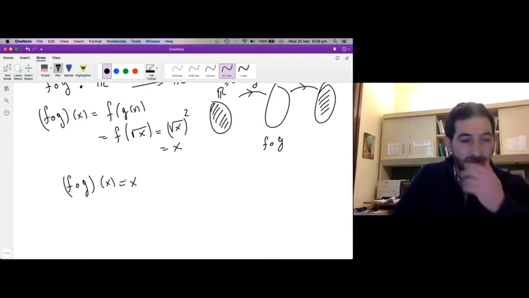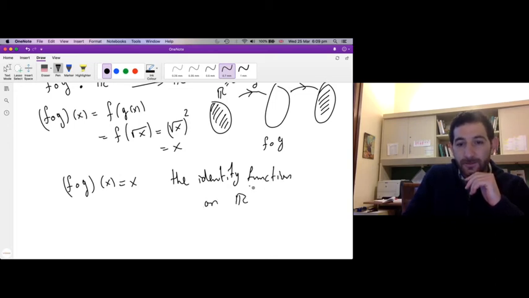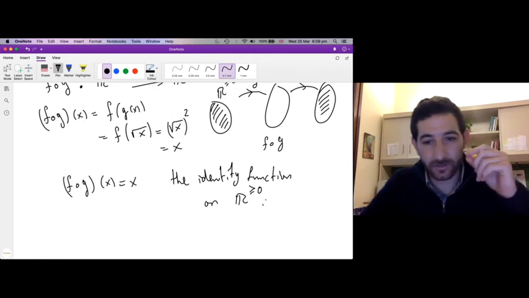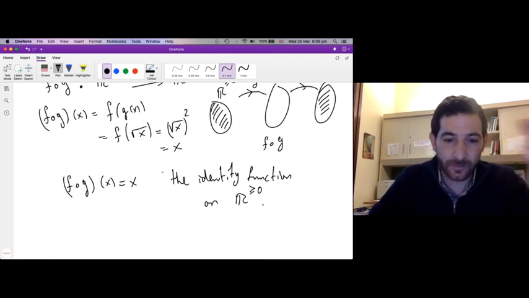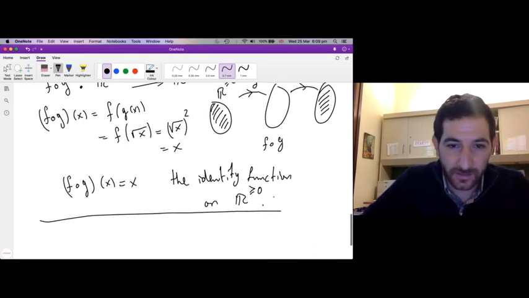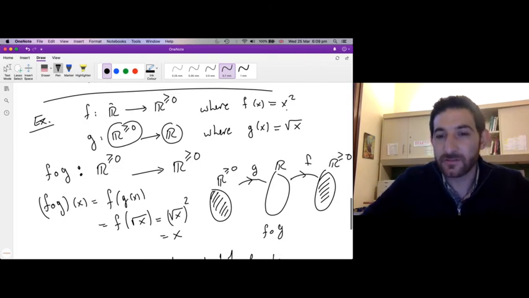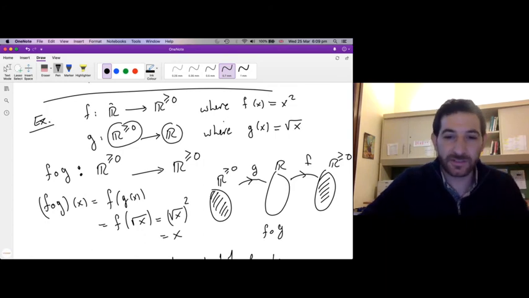Do you recall what is this function? This is called the identity function on this set. Remember, the identity function on a set takes an element and produces the same element. So it takes x and produces x. I hope you remember that these were inverse functions, like the inverse of x squared is square root of x, from the previous session.